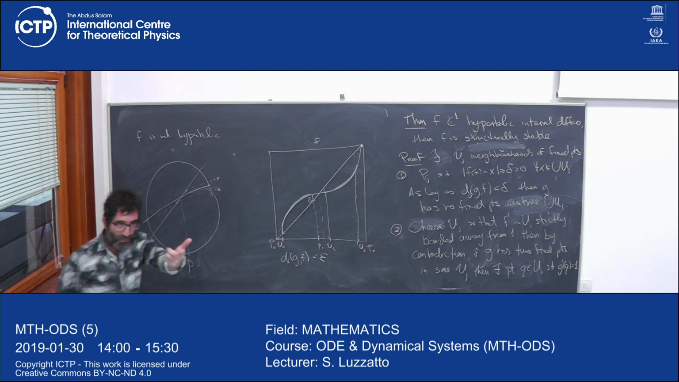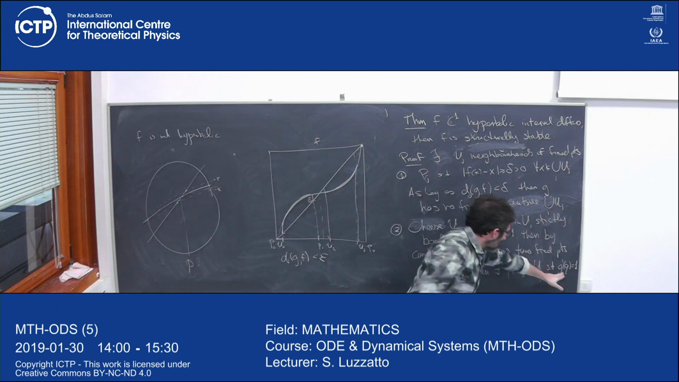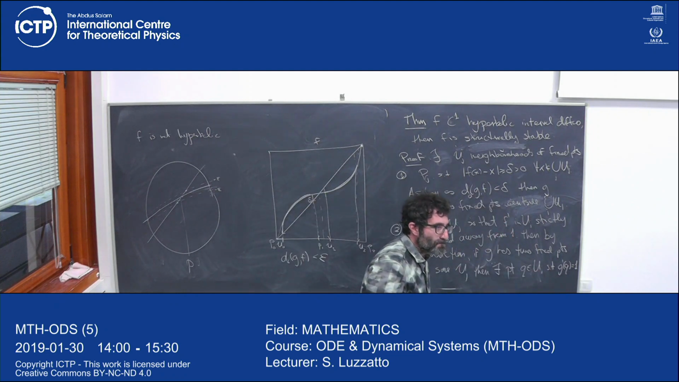But how do we conclude? How do we conclude the last bit? Why is this a contradiction? Because we have a true. Wait.